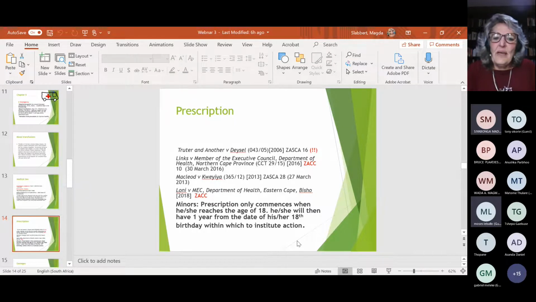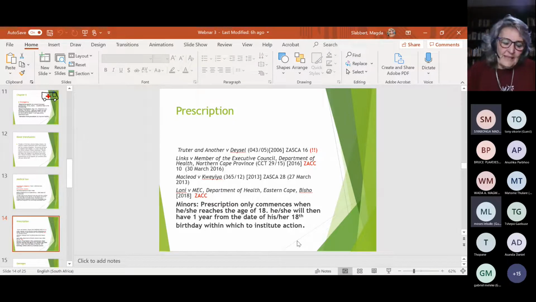because I believe that the eye specialist should not have done that many operations one after the other. But when they went to court, the defendant came and said prescription. Already 7 years has gone by. Therefore, it has prescribed. And unfortunately, the Supreme Court of Appeal upheld that. But that was in 2006. Now, if you read the Loney case and the Links case that went to the Constitutional Court, that is more recent, the one in 2016 and the other one in 2018, you will see that they have changed the position a little bit depending on the circumstances.